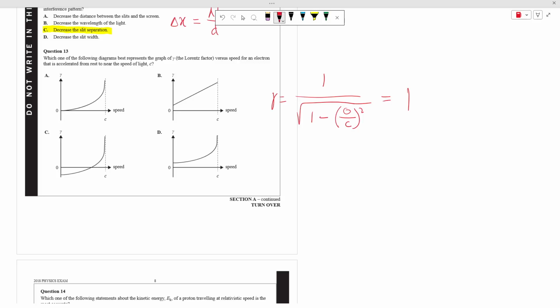Okay, so it can't be A, can't be C. That's just not what the graph looks like. Okay, it shoots off asymptotically like this. So it can't be B, so the only correct one there is D.